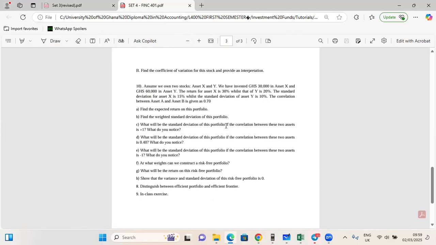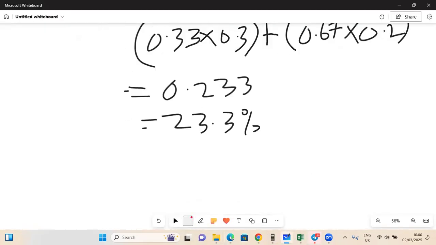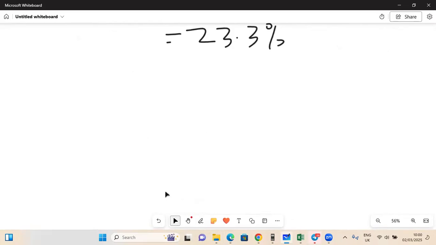This is where the formula gets plenty, right? The standard deviation of a portfolio is the weight of asset X times the standard deviation of asset X, all squared, plus the weight of asset Y times the standard deviation of asset Y, all squared, plus 2 times the weight of X times the weight of Y times the standard deviation of X times the standard deviation of Y times the correlation coefficient. So let me write it. This is the formula.